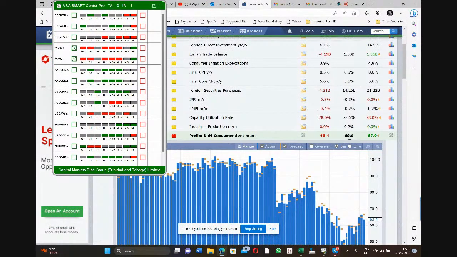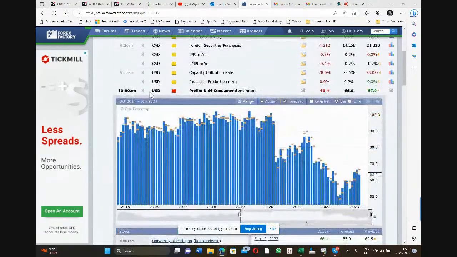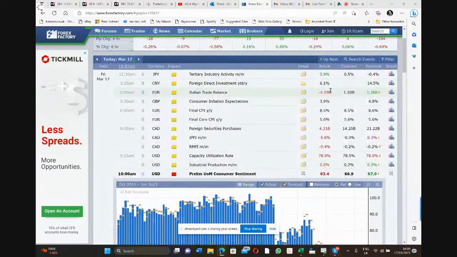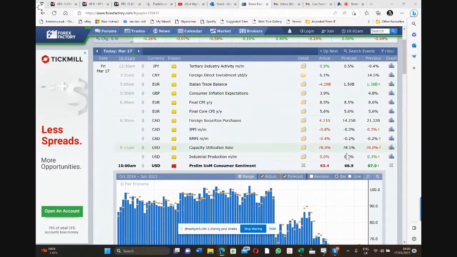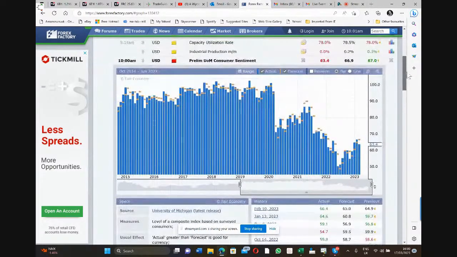Just to show you very quickly why the market's moving. It's based on this. Okay, so at 10 a.m., which is now 2 p.m. UK time, the news came out, and it was worse than expected, which means the dollar was going to weaken. And what they were expecting was 66.9 on the prelim consumer sentiment, which is done by the University of Michigan, for those of you that don't know. And it comes out and it does affect market movement. And you can see here, there's a nice little graph below, which shows exactly what it's done in the past. And obviously this month, you can see here, we can go all the way to March.